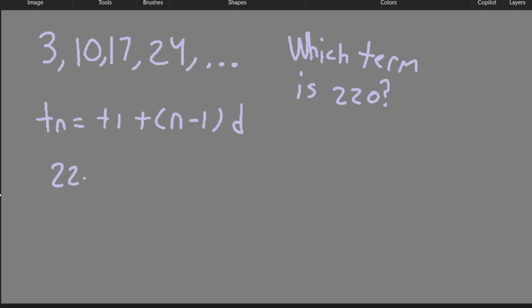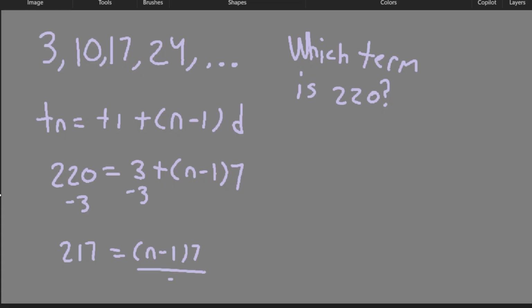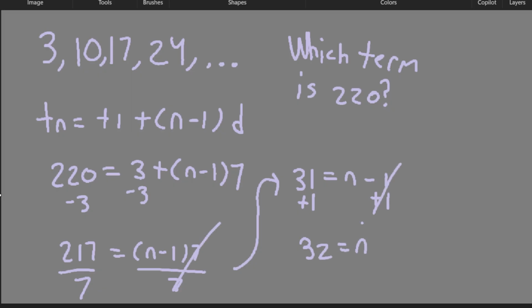So 220 is equal to term 1, 3, plus n minus 1, times 7. I'm just going to do minus 3. 217 is equal to n minus 1 times 7, divide by 7, divide by 7. 31 is equal to n minus 1, plus 1, plus 1, and you'll get that 32 is equal to n. So now we know that the value 220 is the 32nd term of this sequence.